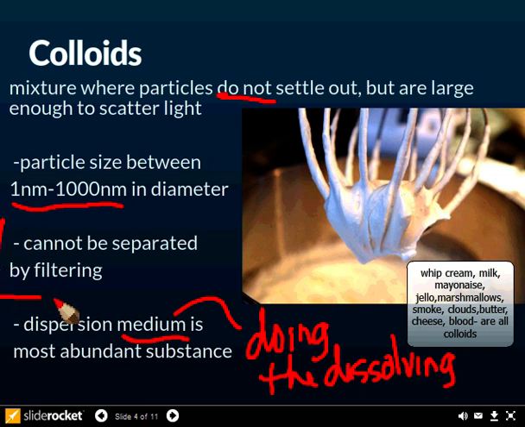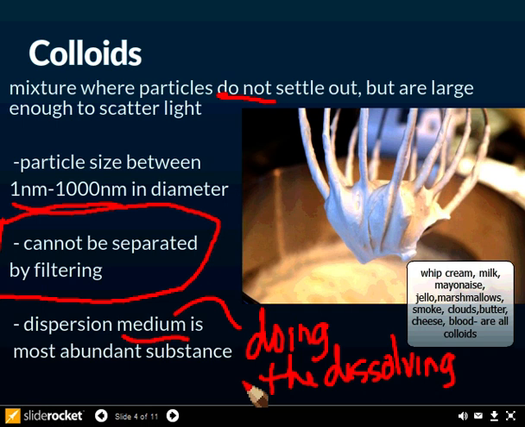Colloids cannot be separated by filtering, so this is something that's different from a suspension. This is how you can tell a colloid from a suspension. Generally, colloid particles are too small to be filtered out. Examples are whipped cream, like I have here. Whipped cream would be air and a liquid, so it's a liquid gas colloid.